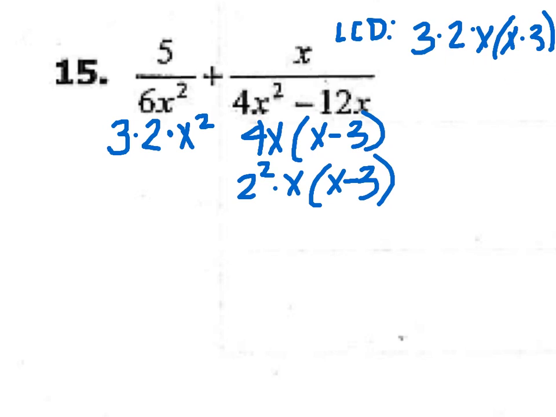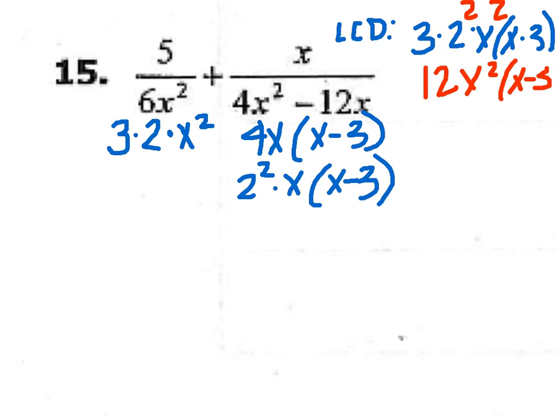Now the only other thing I need to do is look and see if I have any exponents higher than 1. And I can see for x, I have a squared, and for 2, I have a squared. So I'm going to have to write those. So I end up getting 12x squared times x minus 3 as our LCD.